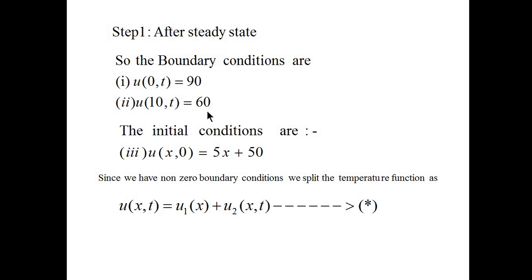Now since we don't have zero boundary conditions, we are going to split the temperature function as u of x,t equal to u1 of x plus u2 of x,t, where u1 of x is the steady state temperature and u2 of x,t is the transient state temperature which depends on time. That is, as time increases this temperature decreases, but u1 of x is a steady state temperature which does not depend on time. Upon adding these two we get our temperature function. Now u1 of x is a steady state temperature which satisfies these two boundary conditions. Now we have to find u1 of x and u2 of x,t.